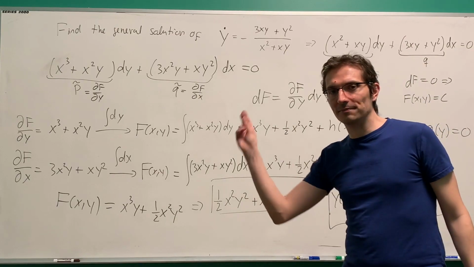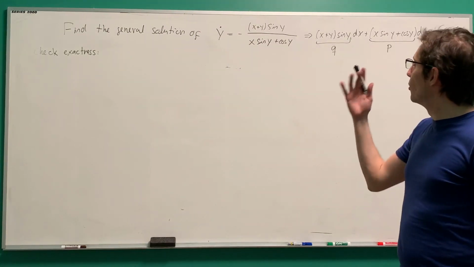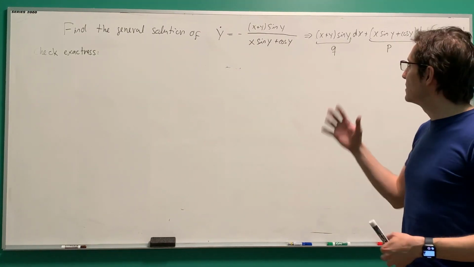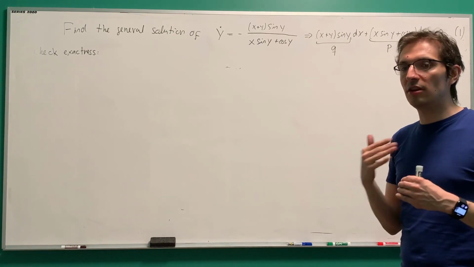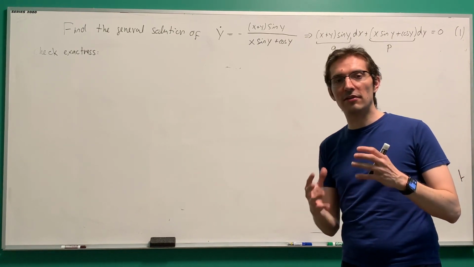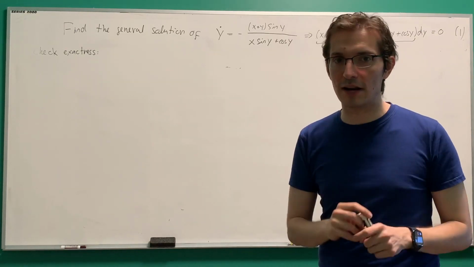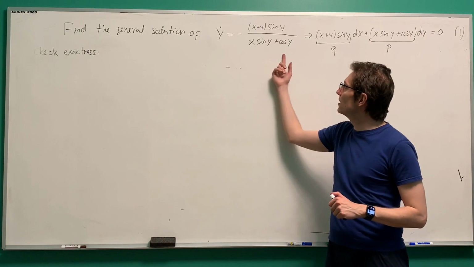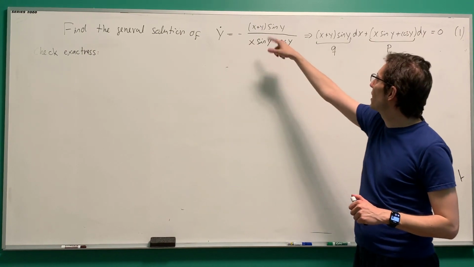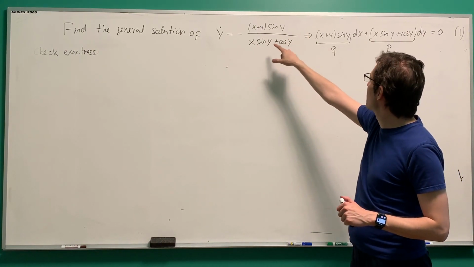So let's erase the board. All right, so we're gonna see another example. In this case, we're gonna find an equation that is gonna become exact after multiplying by an integrating factor that will be a function of the dependent variable rather than the independent variable as before. Now, this is what you will be given. This is the equation: derivative of y equals x plus y sine y divided by x sine y plus cosine y.